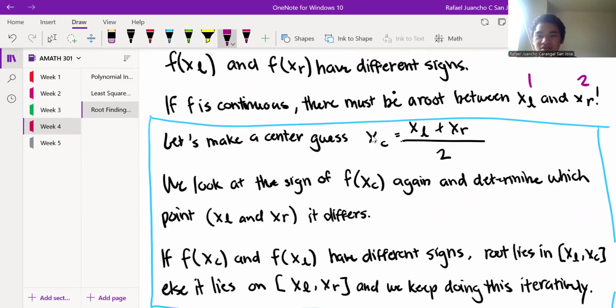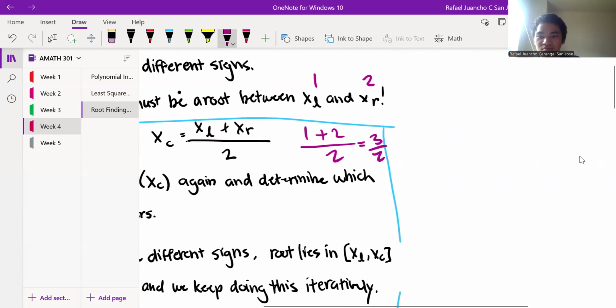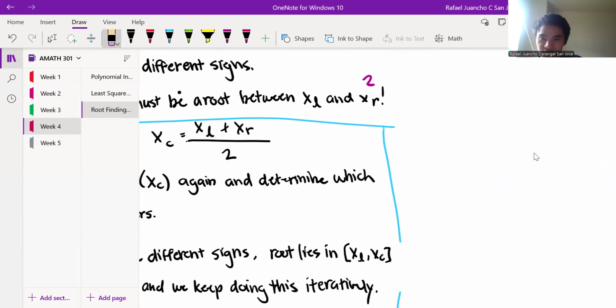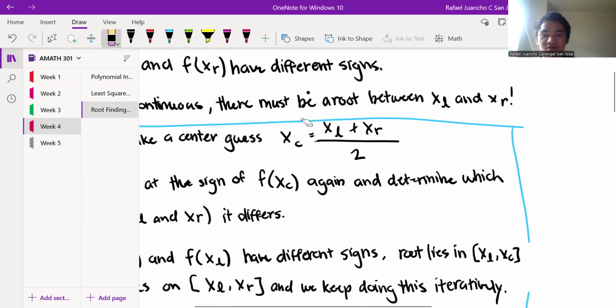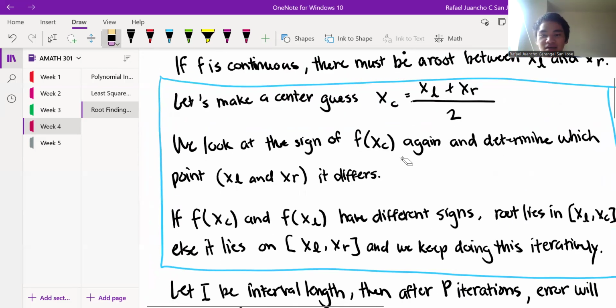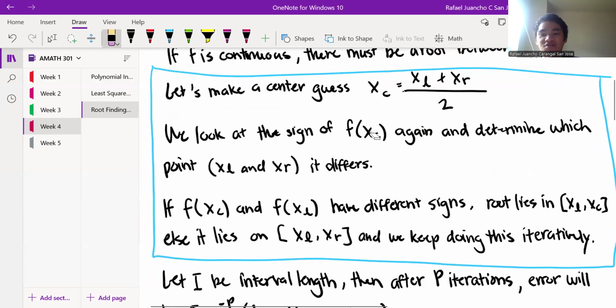We're going to make a center guess. Our center guess is our 2 points added together and divided by 2. 1 plus 2 divided by 2 is 3 halves, or 1.5. So that's our XC, X sub C, which means that's our center. We're basically getting the middle. And then we look at the sign of our function at XC, and then we determine which point, XL or XR, it differs from.